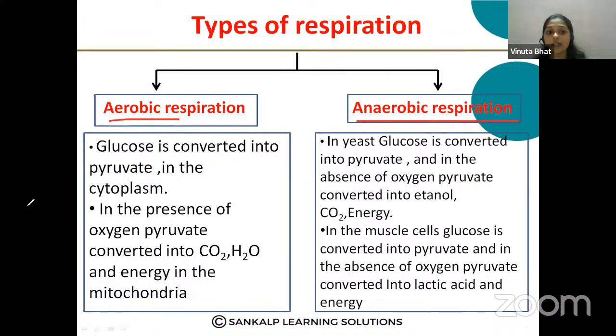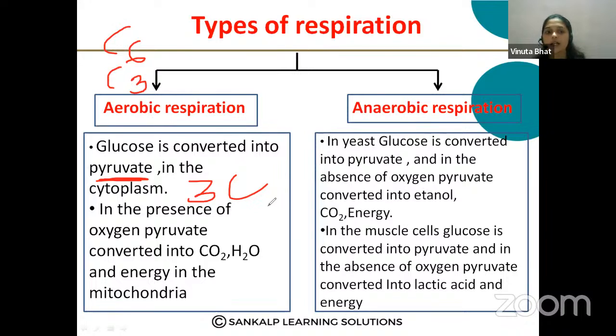So in case of the aerobic respiration, in the first step, glucose is converted into pyruvate, that is the 3-carbon molecule in the cytoplasm, and in the presence of the oxygen, pyruvate is converted into carbon dioxide, water and mainly energy in the mitochondria. What is pyruvate? That contains 3-carbon molecules. Glucose ಅಲ್ಲಿ 6 carbon molecules ಇದೆ ಅಲ್ವಾ, ಹಾಗೆ pyruvate ಅಲ್ಲಿ 3 carbon molecules ಇದೆ.